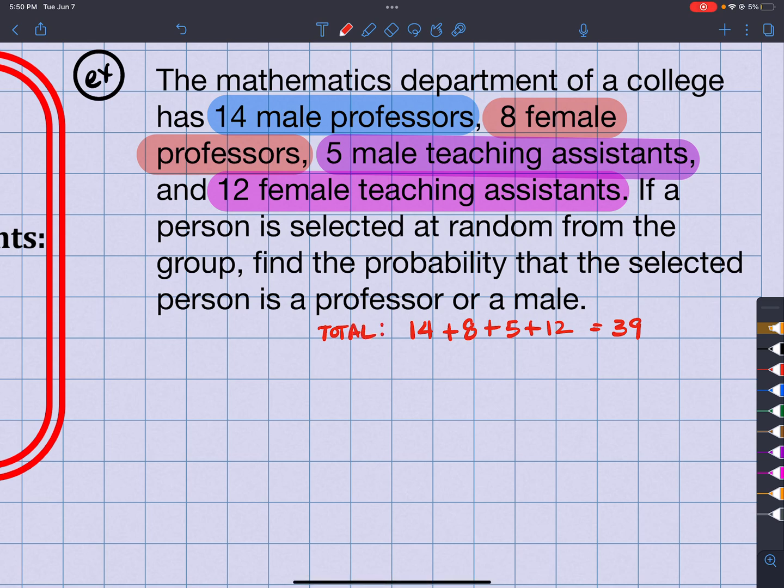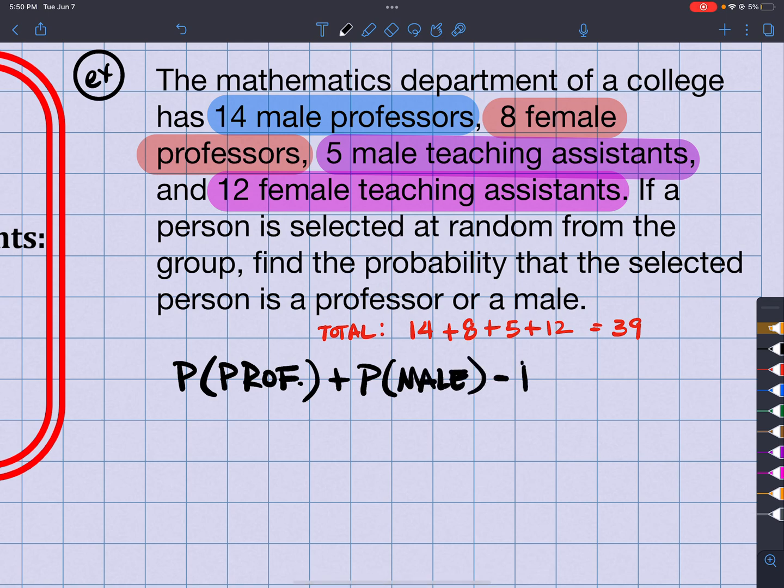All right, so given the fact that there's 39, great. Now I need to find the probability of a professor plus the probability of a male minus the probability of a male professor, since those both can happen at the same time.